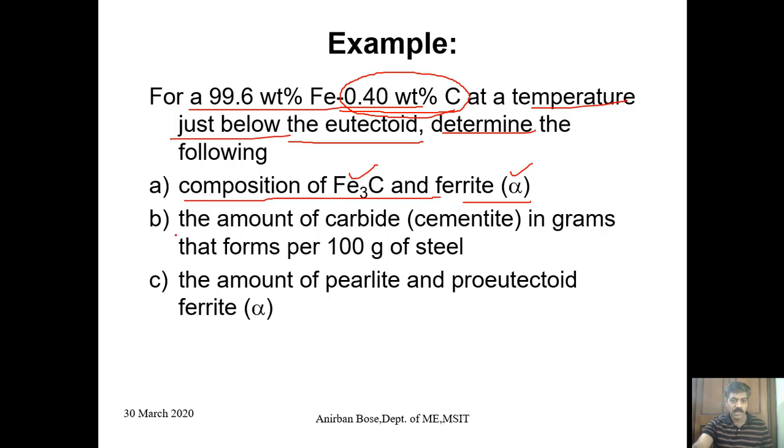Then you have to find out the amount of cementite present if there is 100 gram of steel. So you have to find out the weight fraction and the composition. These things we have already done, but we will see them with respect to the iron carbon diagram. The amount of pearlite and the pro-eutectoid ferrite, that also we have to find out. Let's see.